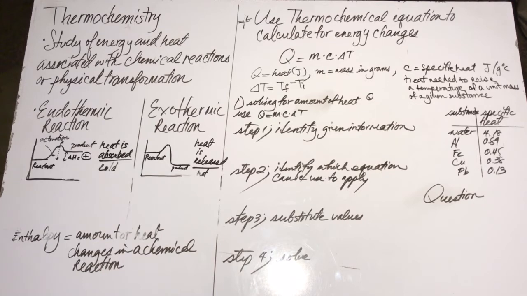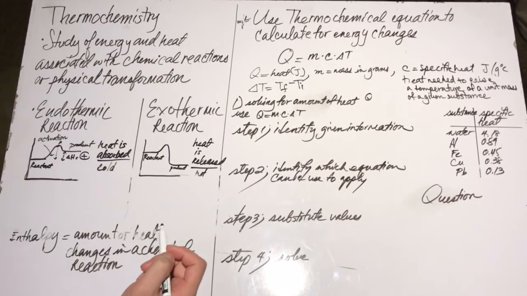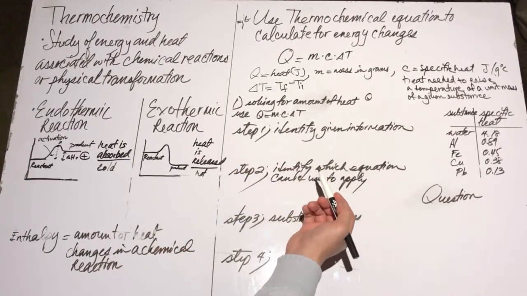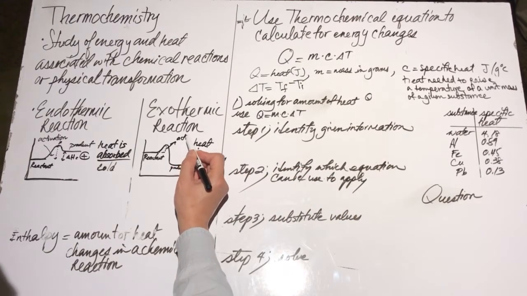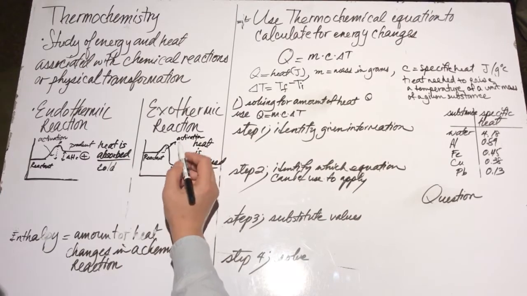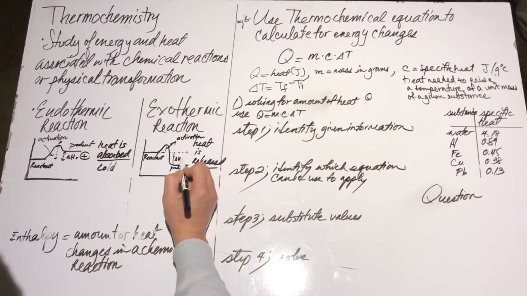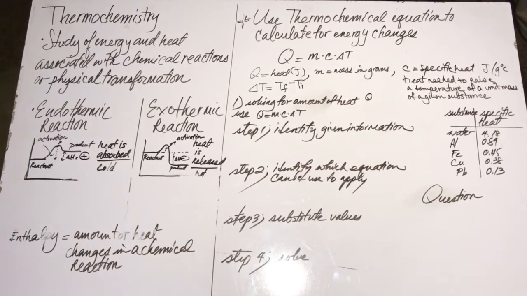From this, I want you to go ahead and identify the activation energy and enthalpy. Let's go ahead here. This is activation energy. As you can see, the enthalpy of an exothermic reaction will be negative. I can give you one of the examples.